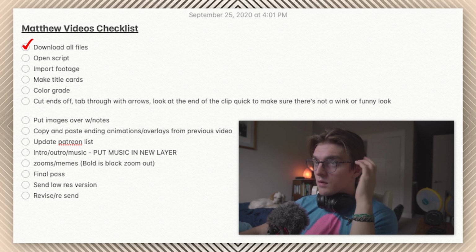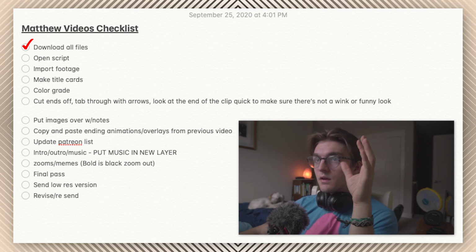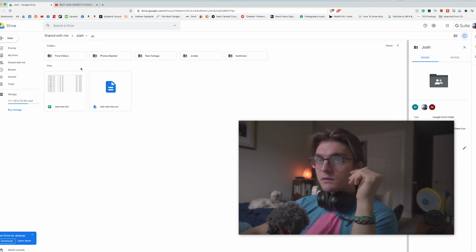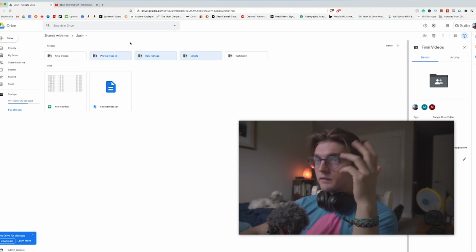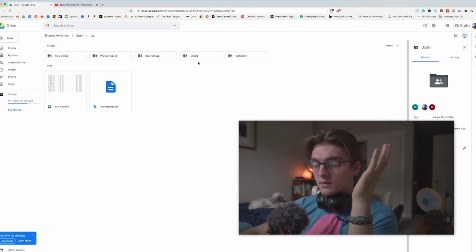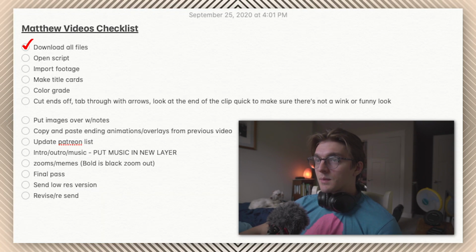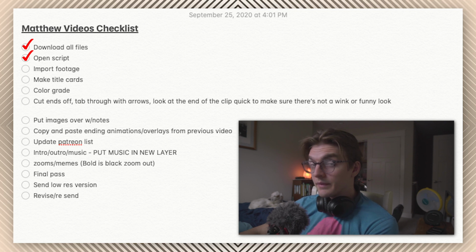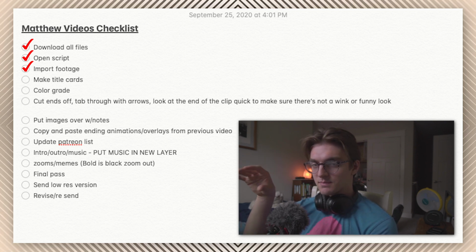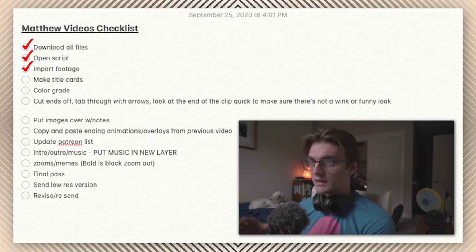We share a Google Drive folder. I'll show you. We have the folder divided into final videos, which is where we drop the final videos, photos, footage, and script. That's what all the videos consist of: photos he gives me, footage he gives me, and the script. So the next step is to open the script. Then import the footage, which means taking it from my computer into my Premiere Pro file.